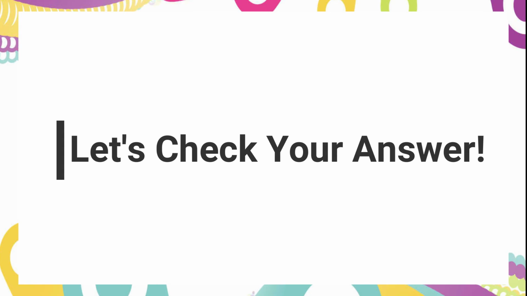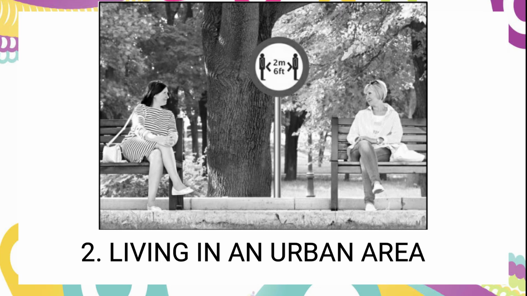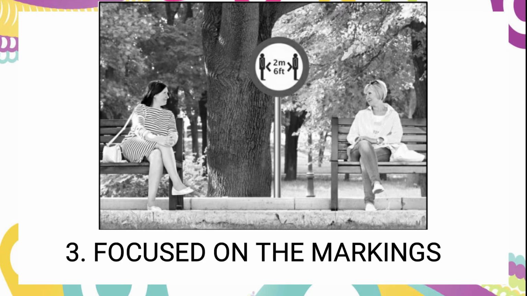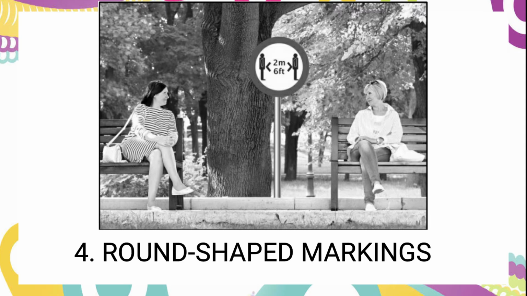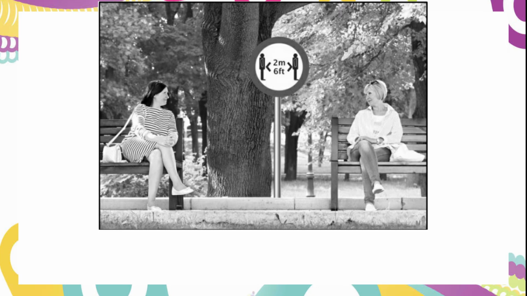And now, let's check your answer. For number 1, the answer is 2 females. Number 2, living in an urban area. Number 3, focus on the markings. Number 4, round-shaped markings. Number 5, well-disciplined. Did you get the same answer? Good job!